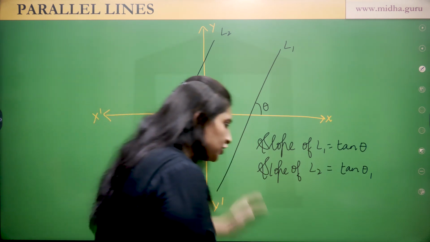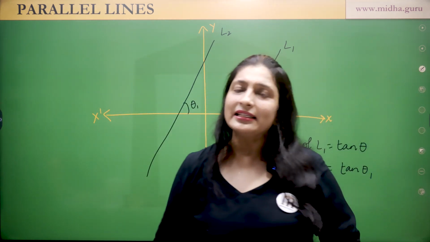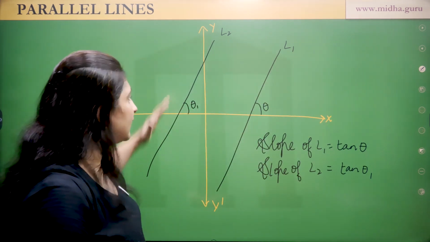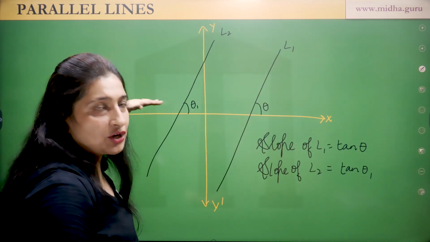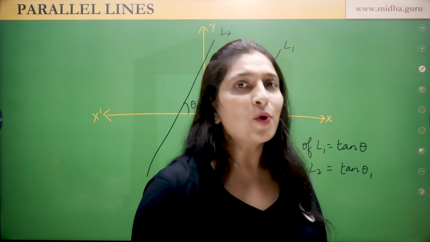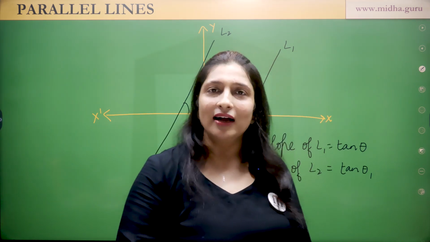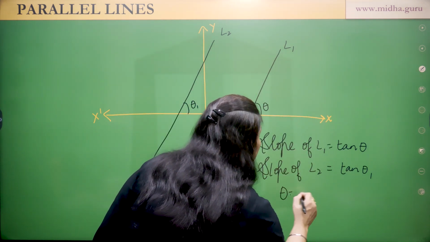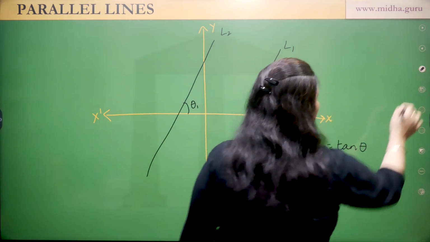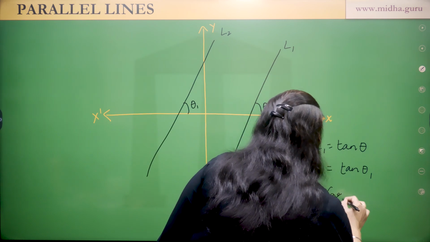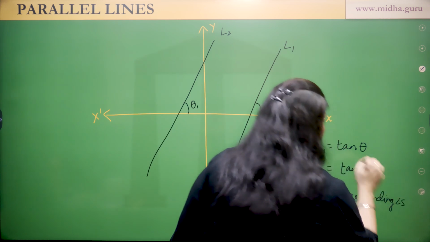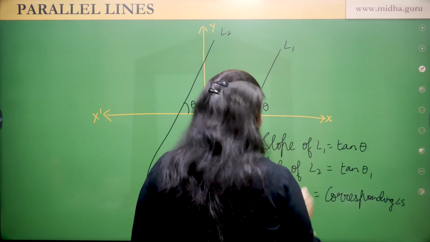Now, just recall the properties of two parallel lines and a transversal. These are two parallel lines, L1 and L2. The X-axis is the transversal. What is the relationship between these two angles? Yes, they are corresponding angles and they are equal. That means theta is equal to theta 1. If the angles are equal, the value of slope will also be equal.